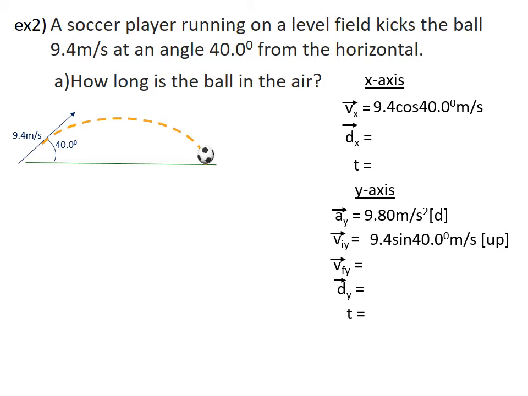Now, since the ball is returning to its original height, it spent half its time going up, half its time going down. The velocity with which it went up will equal the velocity with which it is coming back down. So the final velocity is going to be 9.4 sine 40 meters per second down. Again, that is only true because the ball is returning to its original height. And since the ball is returning to its original height, that means that the displacement in the y-axis is going to be equal to 0.